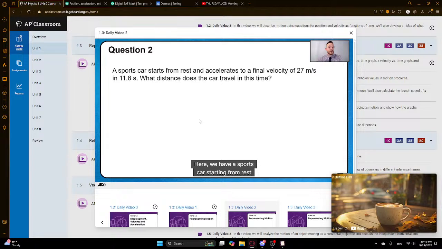I need my physics sheet. Where is my physics kinematics equation sheet? It's at the very back. Yeah, this is definitely it. Alright.